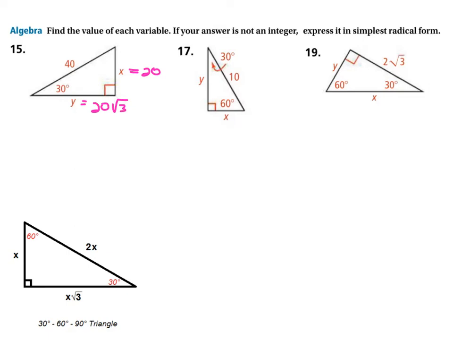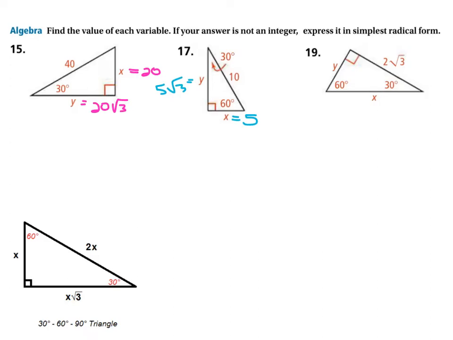Okay, let's keep going with this. Let's go to number 17. Well, if we know that the hypotenuse length is 10, and we do for number 17, that's twice the length of x, the short side. So what is the short side then? Well, if the hypotenuse is 10, then the short leg is 5. And if that's the case, then the longer leg is 5 root 3.